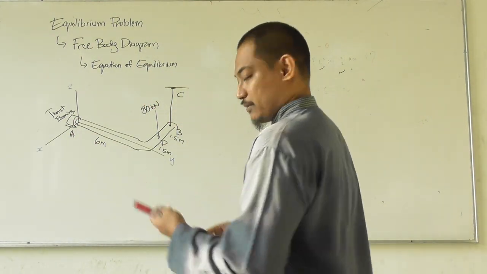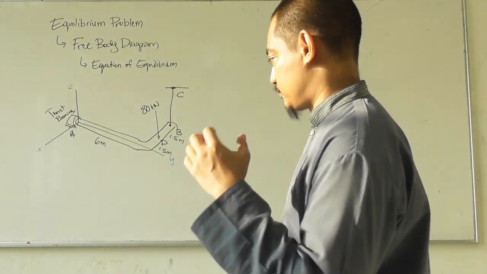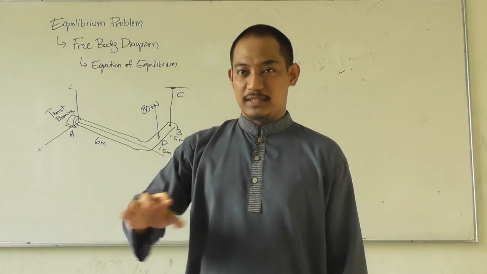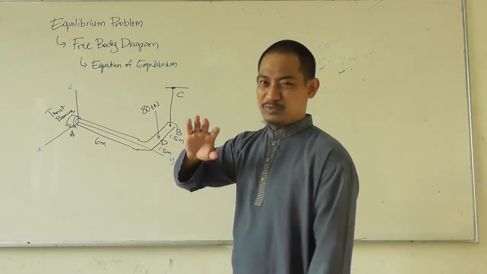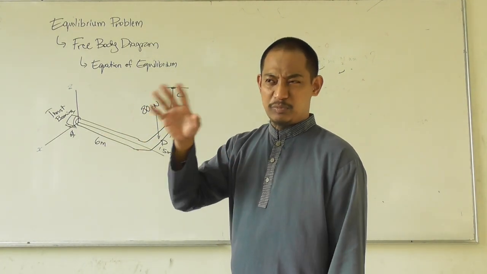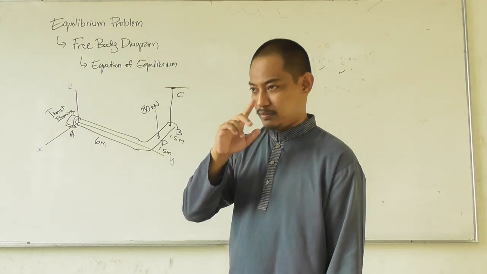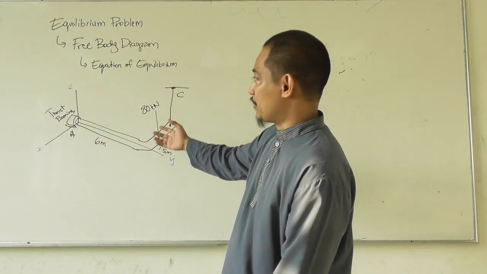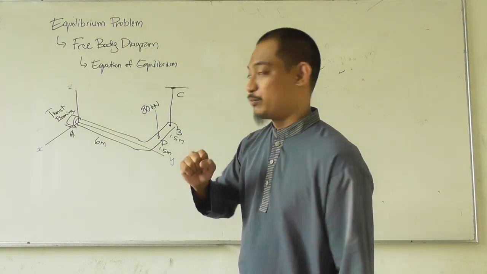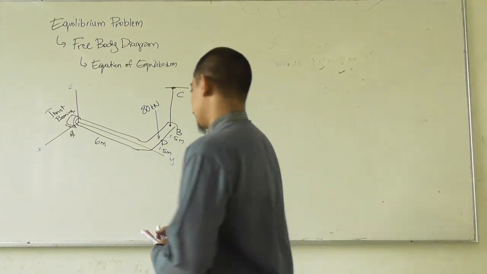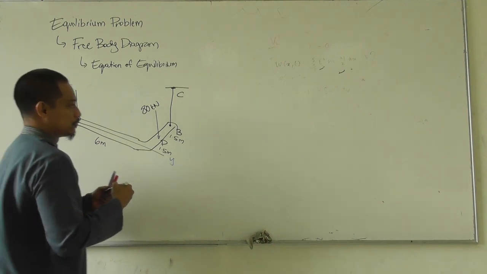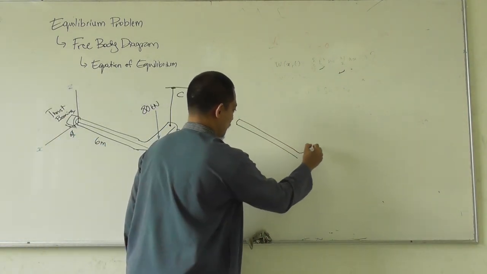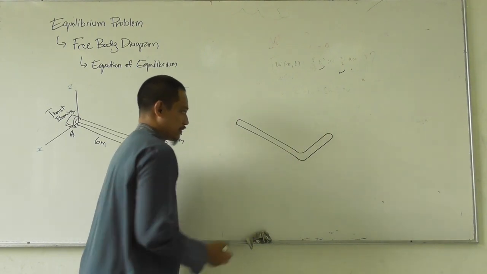Now, what is the first step? First step is to draw the free body diagram. Again, this is an equilibrium problem. Hopefully, you can differentiate between an equilibrium problem and not. For a non-equilibrium problem, you don't need to draw a free body diagram. But for an equilibrium problem, you have to draw the free body diagram. So what is the body? The body is the rod itself. So basically you will have something like that. That's the body.